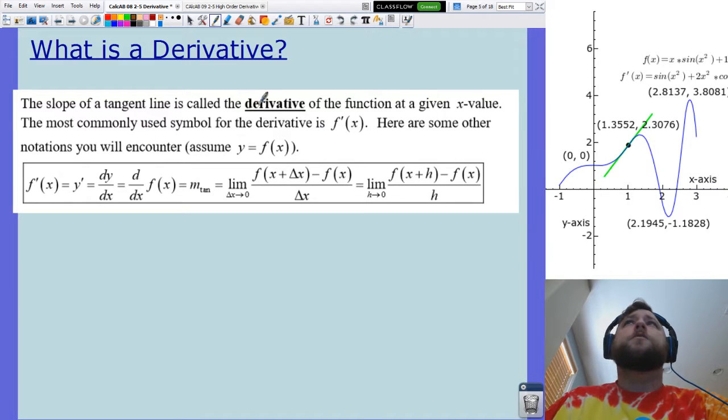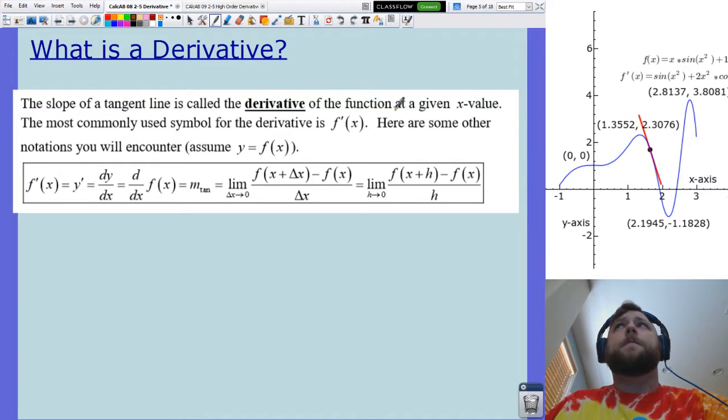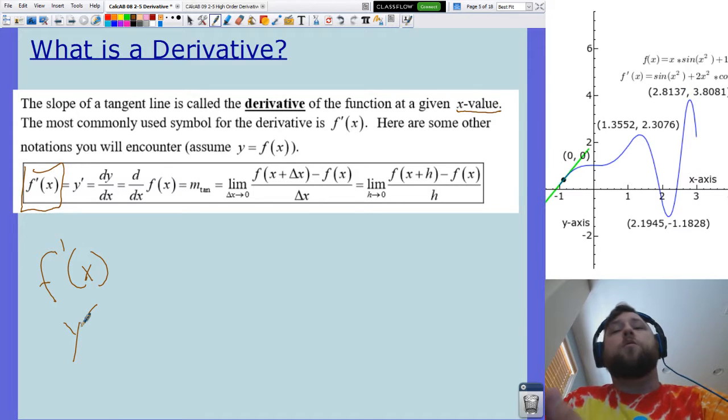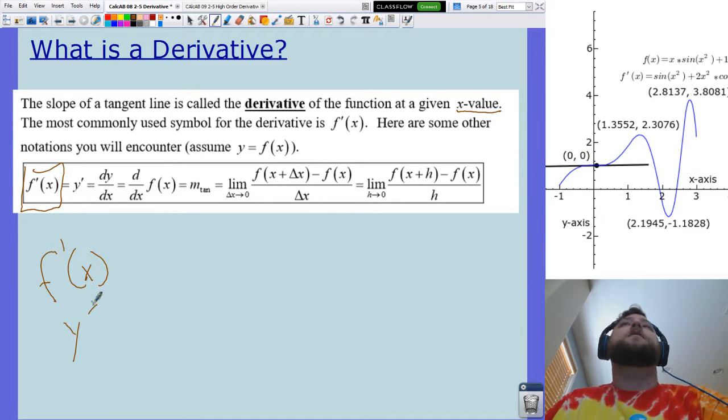Again, the derivative is the slope of a tangent line, and we pick a certain x value, so it's the slope at that point. We have a few different notations. We might say the derivative f prime of x. You'll see it written as f prime of x. Instead of saying f of x, that prime means derivative. We might also say y prime. Instead of just saying y as a function, y prime means the derivative.